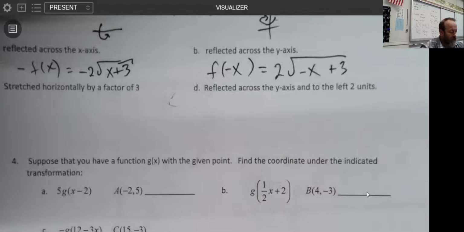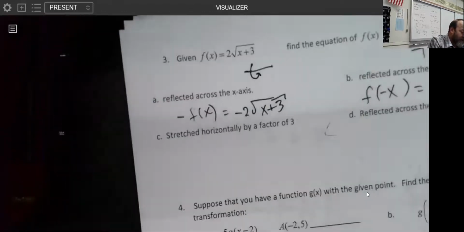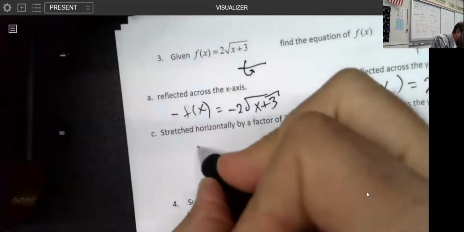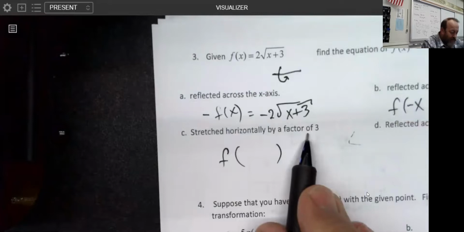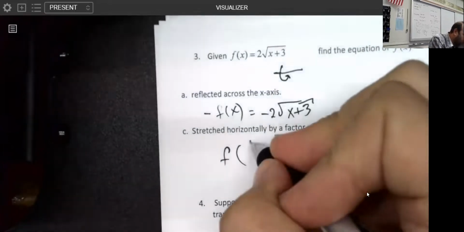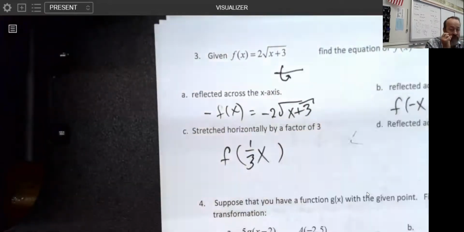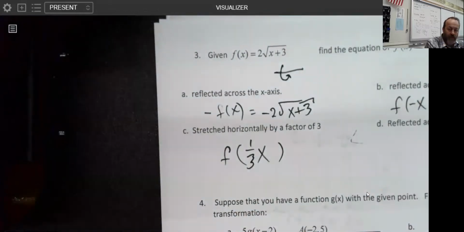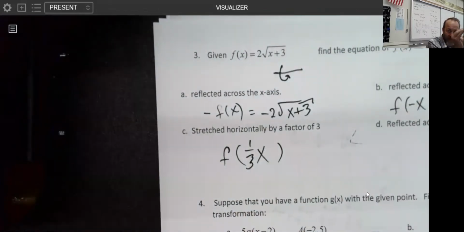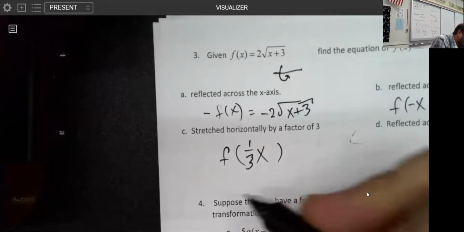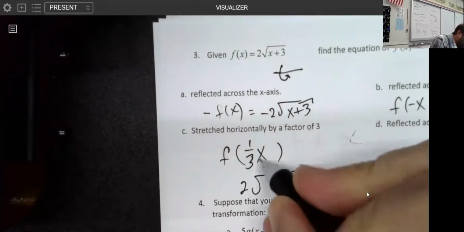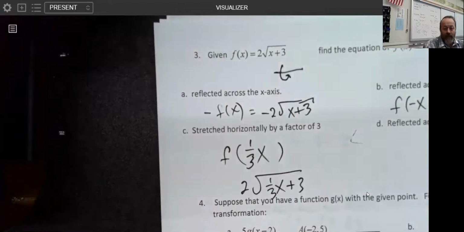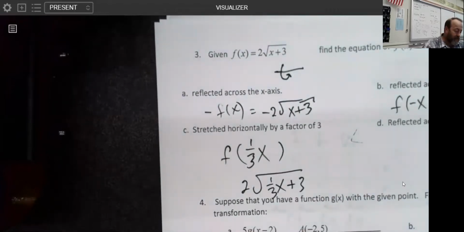Now, quite a lot harder are these last two. If we are going to stretch something horizontally, horizontal things affect x, and we're going to make it bigger by 3. But remember, things on the inside do the exact opposite of what we say. So instead of multiplying by 3, which would actually compress it, we're going to divide by 3. My final answer would replace x with 1/3 x, and that would have the ability to stretch it out.